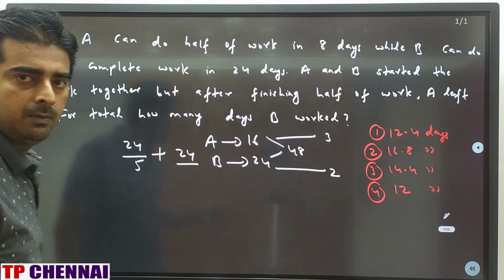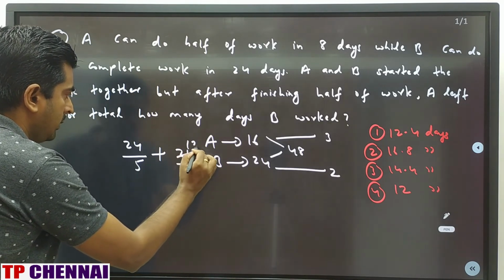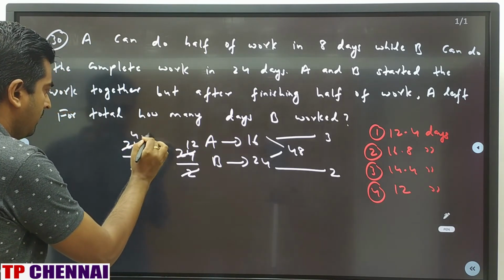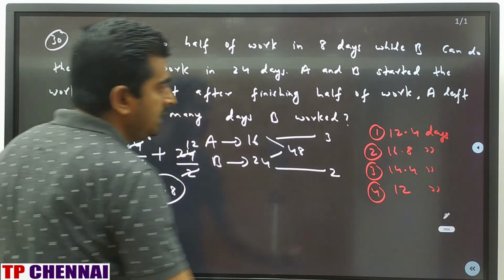B will do it, because A left the work. B's efficiency is this one. This is 12. This is 5. 4.8. What is the total days? 16.8 days B will work. Second option.